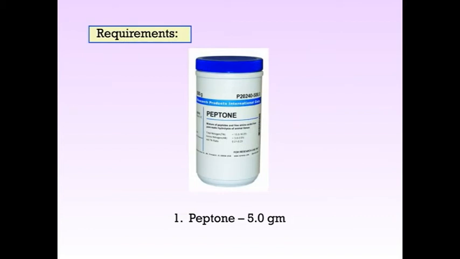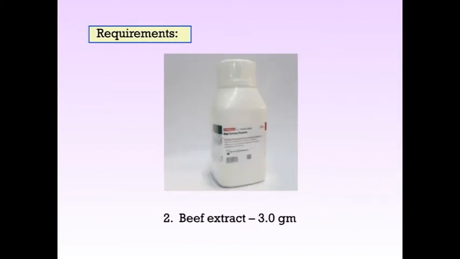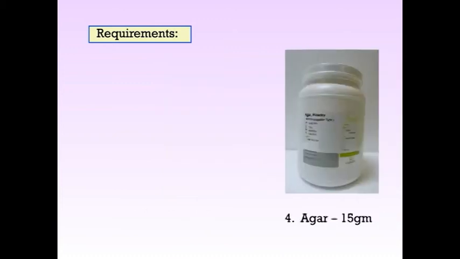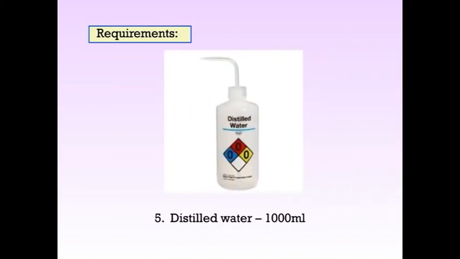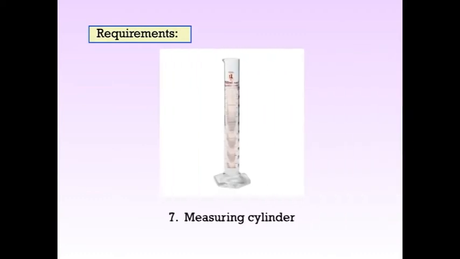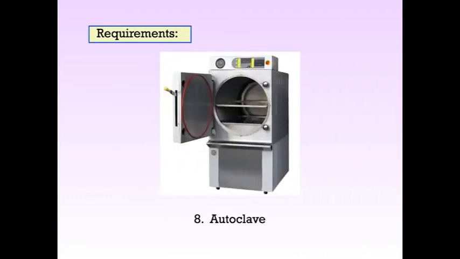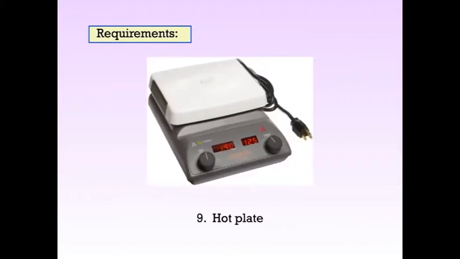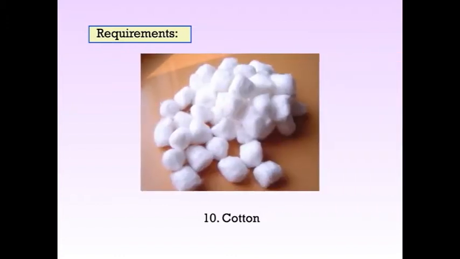This nutrient agar is frequently used for isolation and purification of cultures. It can also be used as a means for producing the bacterial lawns that are needed for antibiotic sensitivity tests. In the requirements: peptone, beef extract, sodium chloride, agar, distilled water, and the pH to be maintained at 7, then measuring cylinder, autoclave, hot plate, cotton, etc.